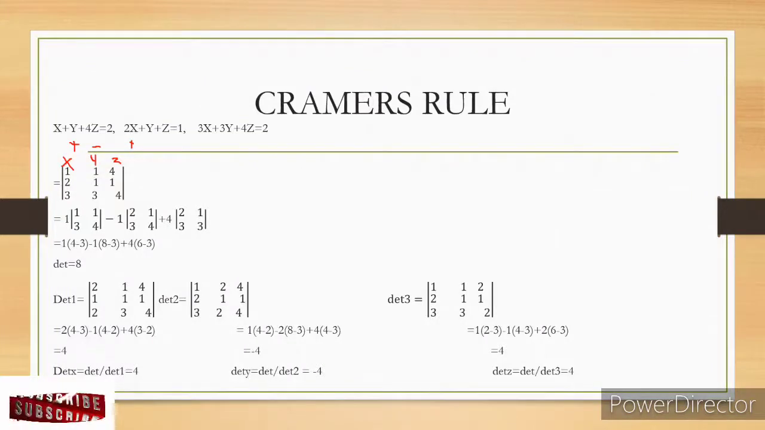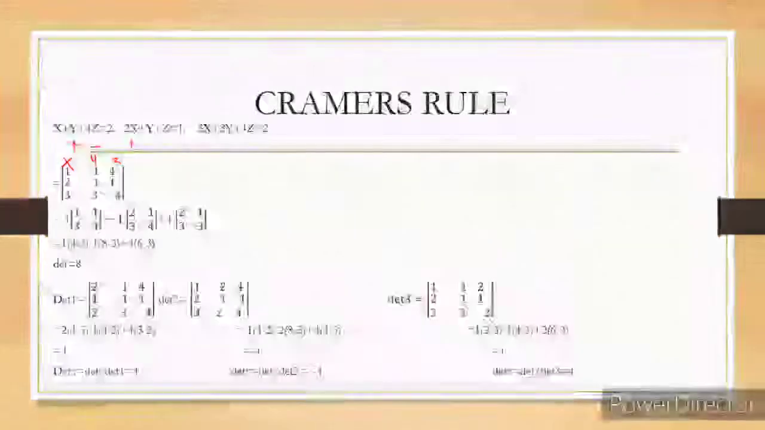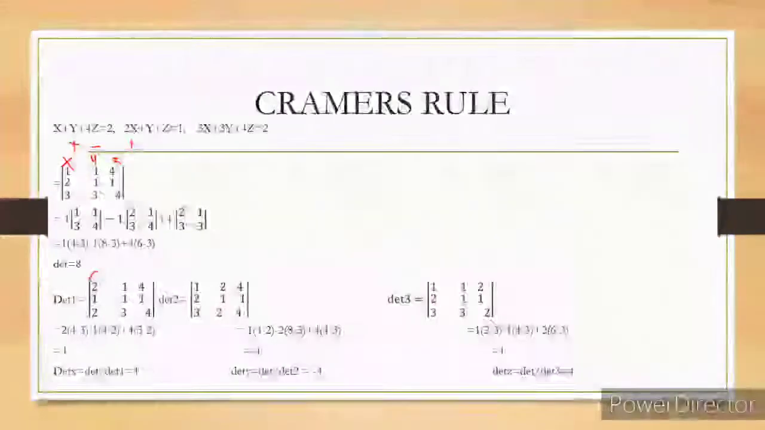Then next consider delta 1, that means delta x, for finding the x value. They can ask you for finding only x or y or z. Here I'm showing how to find all three. So first take delta x. If you want to find delta x, then we have to replace the x column with the constants.